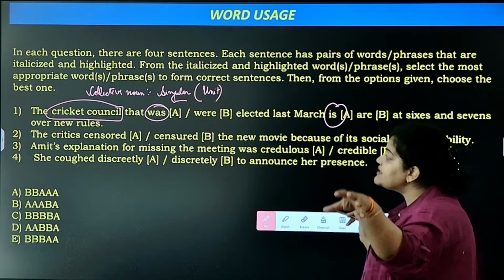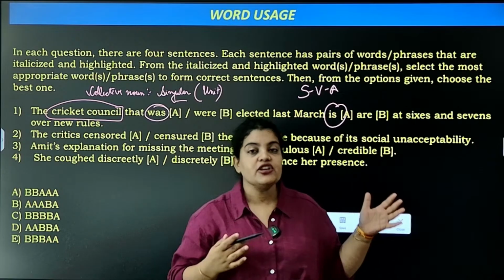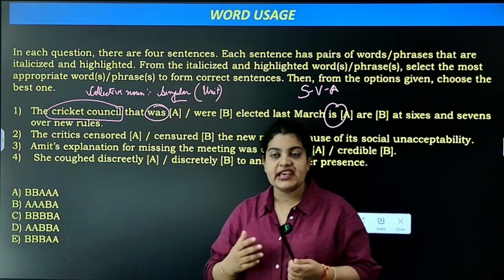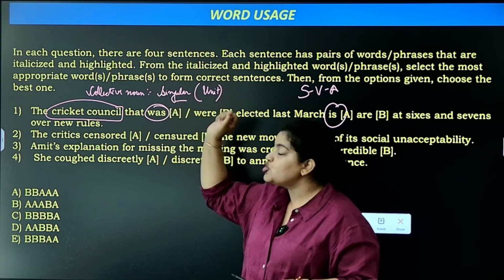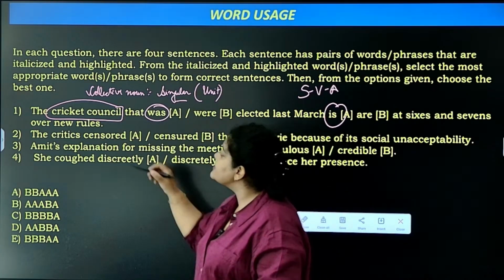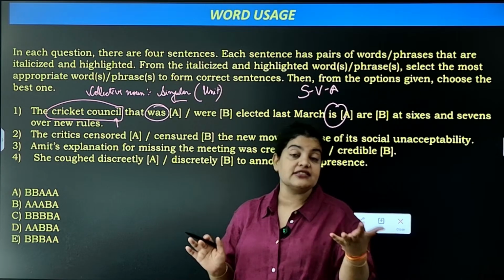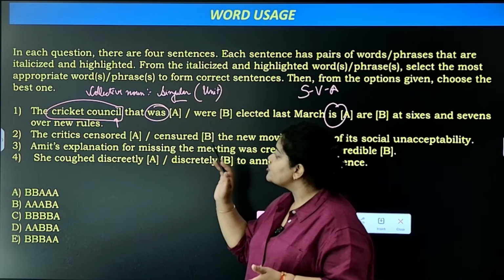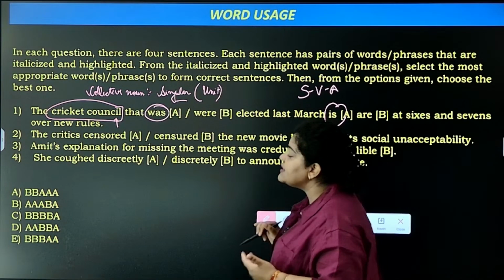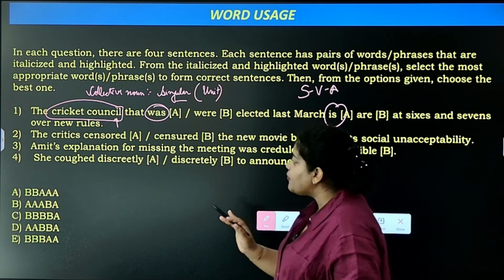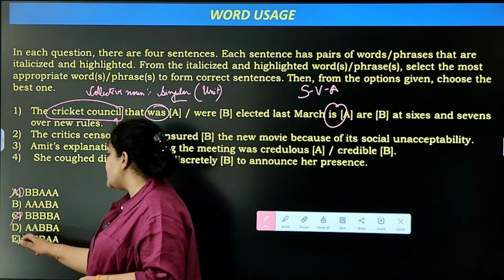Since the entire, अब इसमें subject verb agreement भी लग रहा है. In case if you have seen couple of our videos on English language, we have done this topic in extensive, right? YouTube पे करा हम लोगों ने. So this is subject verb agreement, that in a sentence you need to identify the subject. Subject क्या है इसके अंदर? Cricket council, which is actually a collective noun. It's a single group and it is supposed to be treated as singular. Okay, so then in that case the cricket council was elected last March is at sixes and sevens over new rules. Okay, अगर आपको ये चीज पता चल गई होगी, you could have easily eliminate option number A, option number C and option number D.